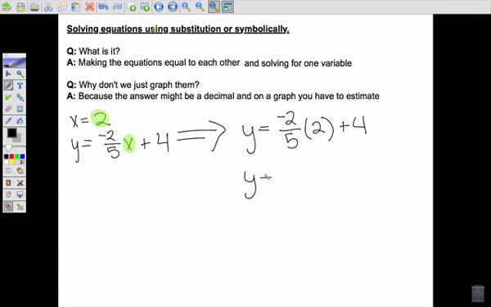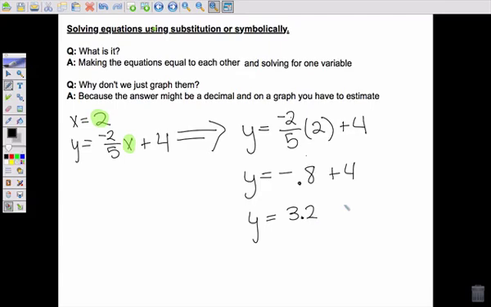From here, we can just solve this and simplify the right side of the equation. Negative 2/5 times 2, that's a negative 2 times a positive 2, which is 4, divided by 5. Or you could take negative 2 divided by 5 times 2. What do we get? Negative 0.8 plus 4, because the 2/5 was negative. Now what is negative 0.8 plus 4? It's 3.2. So y is 3.2.